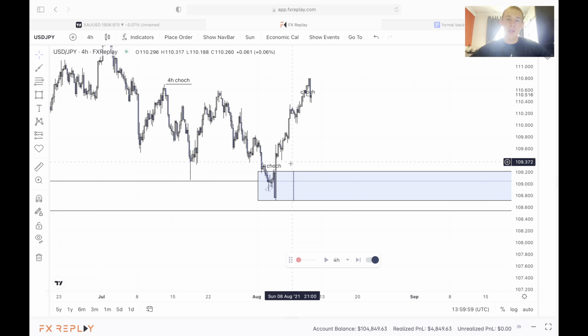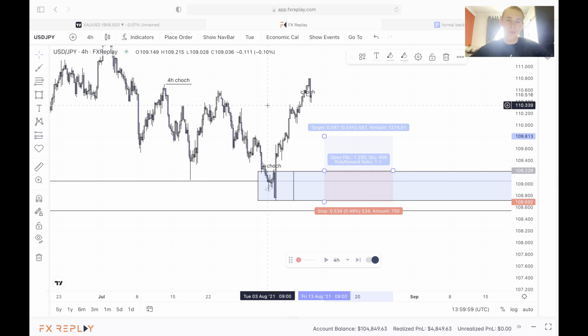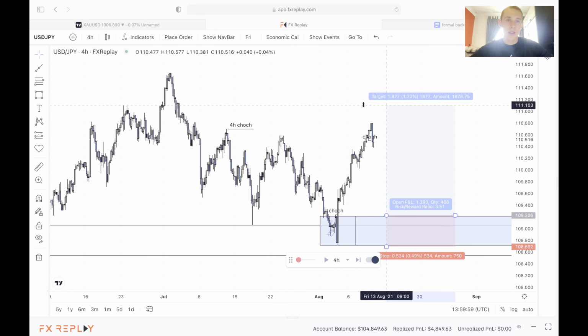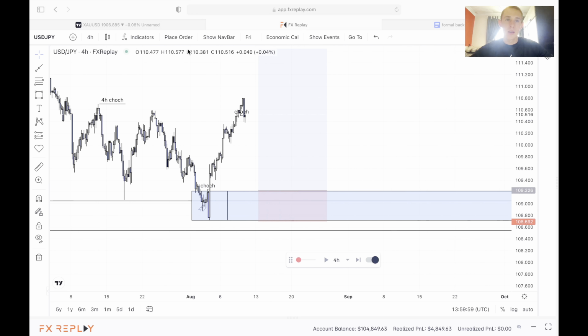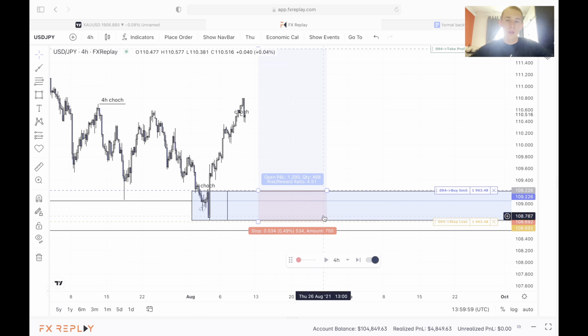We have this imbalance, we have a sweep of liquidity. So this is a valid level where we can just set a limit on, targeting the daily high. But what we can also do is look for potential sell positions back down to this previous level. As I mentioned before, we've had a sweep of this liquidity.